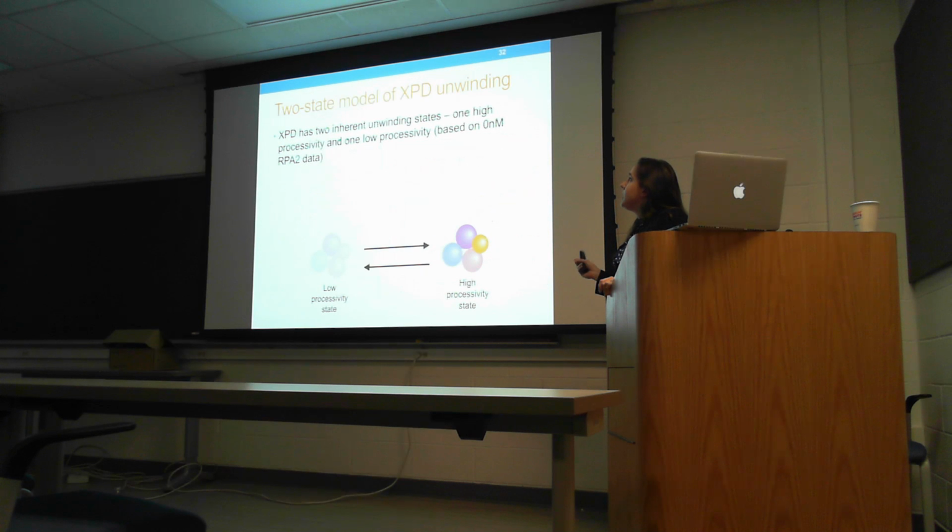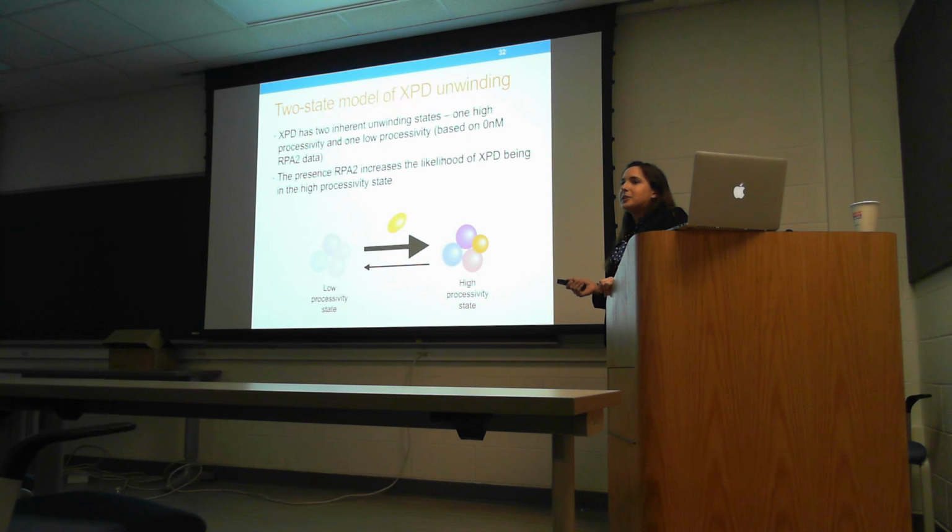So we propose a 2-state model for XPD processivity, where XPD has 2 inherent states, one low processivity and one high processivity. And the presence of RPA2 increases the likelihood that XPD is in this highly processive state. This is mechanism agnostic. There's a broad range of possibilities for the physical underpinnings of what caused the low processivity versus high processivity, but we can use this model to describe our data very well.